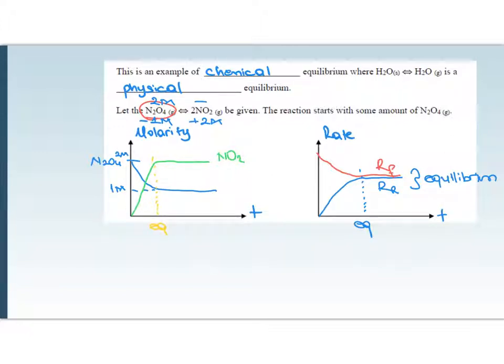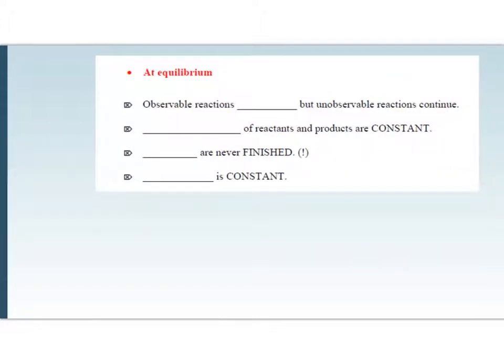Now, as you see in this reaction also, there is no 100% yield. The yield is really low. For all the equilibrium reactions, the yield percentage probably will be asked. Now at equilibrium, observable reactions stop, but unobservable reactions continue. That's why we call this equilibrium the dynamic equilibrium. Concentrations of reactants and products are constant. Just be careful, they are not equal, but they are constant.